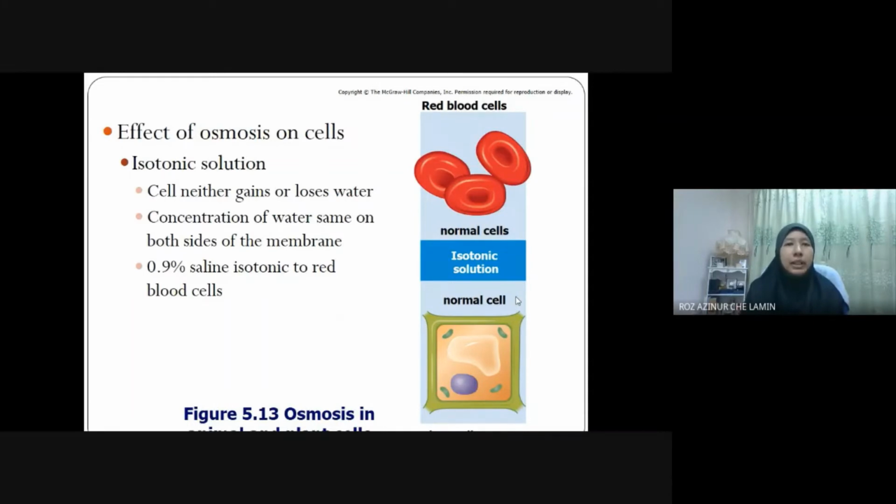Now we move to the effect of osmosis on cells. For an isotonic solution, the cell neither gains nor loses water. This is because the concentration of water is the same on both sides of the membrane, meaning the solution and the red cell itself have the same pressure gradient. So 0.9% saline is isotonic to red blood cells.